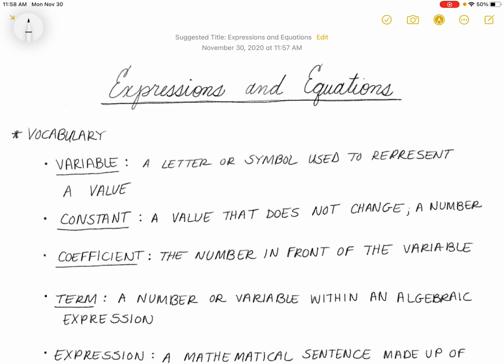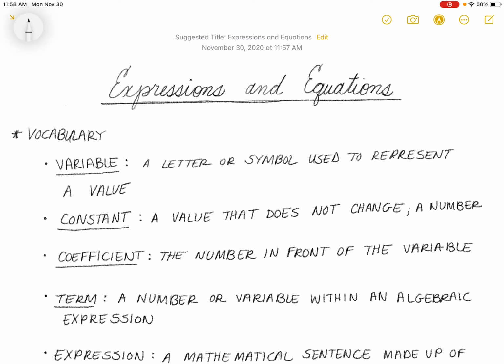Before we get into the lesson, very quickly, we're going to go back over some vocabulary that we've probably seen before. Our first vocabulary term is variable. A variable is a letter or symbol used to represent a value.